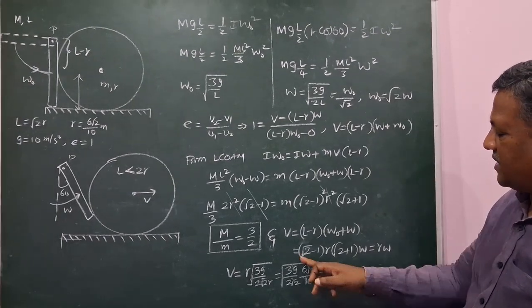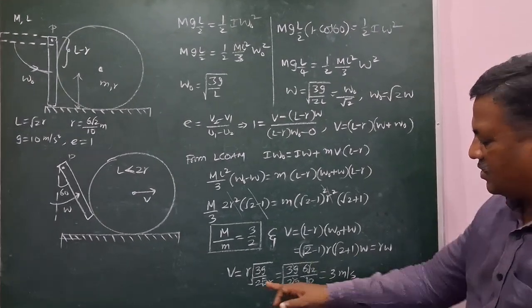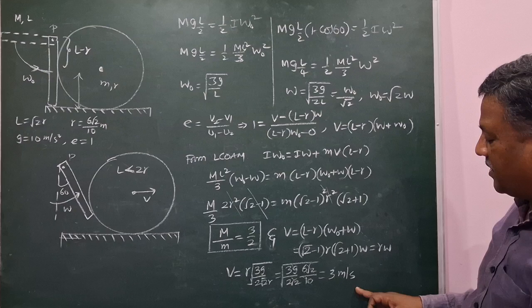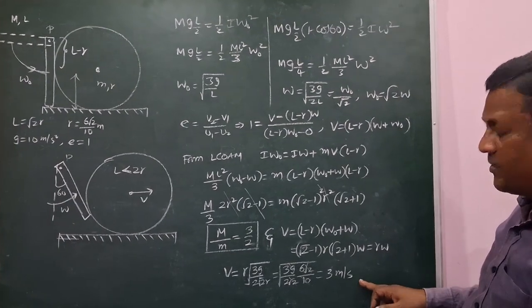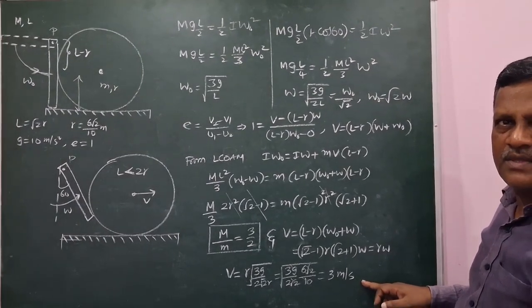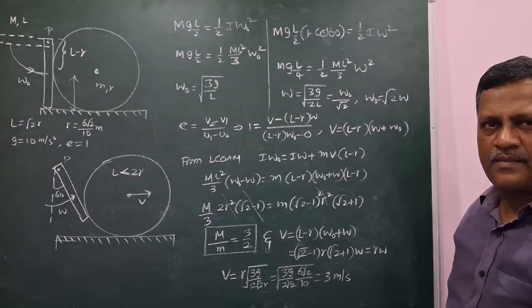By getting the value of v, here v is equal to L minus r into omega plus omega naught. Substituting the given data, we get the velocity of the ball immediately after collision. The metal sphere is moving with a velocity of 3 meter per second. Thank you.